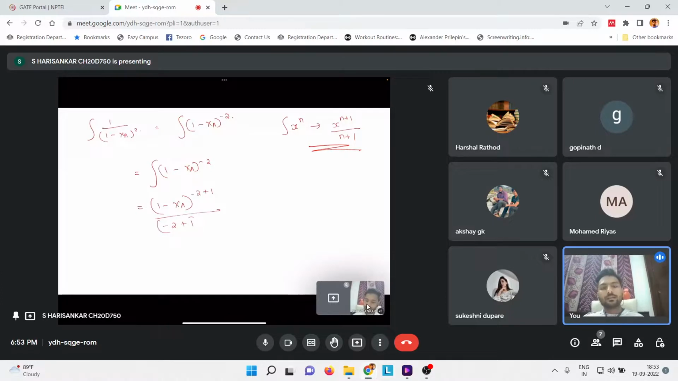Now one more thing is, if x is basically a function of something, you have to differentiate that function as well with respect to x and multiply it here. So this will be equal to 1 minus xa the whole raised to minus 2 plus 1 by minus 2 plus 1 into differential with respect to dxa of 1 minus xa the whole square.